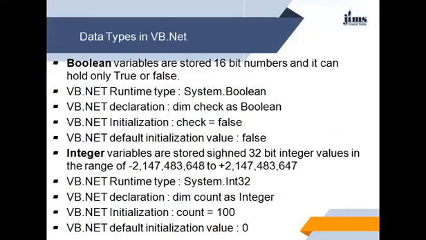Let's see another data type, the integer. Integer variables are stored as 32-bit integer values in the range of -2,147,483,648 to 2,147,483,647. The VB.NET runtime type is System.Int32. Dim count As Integer, and the default initialization value is 0.